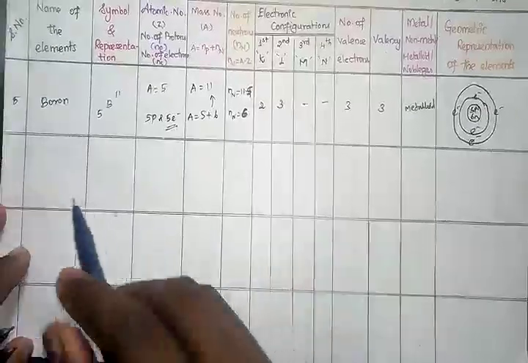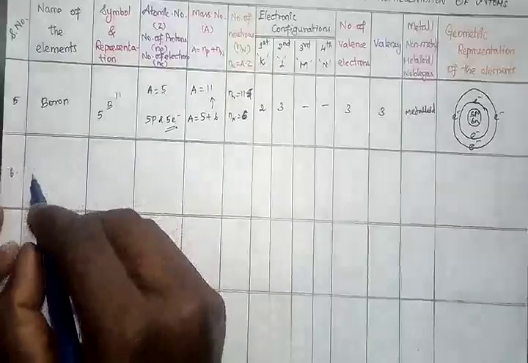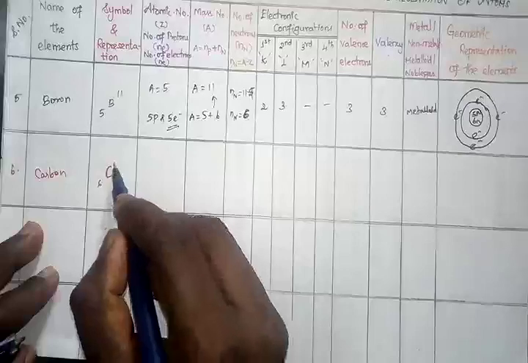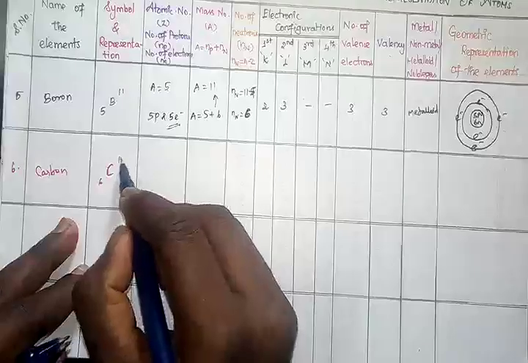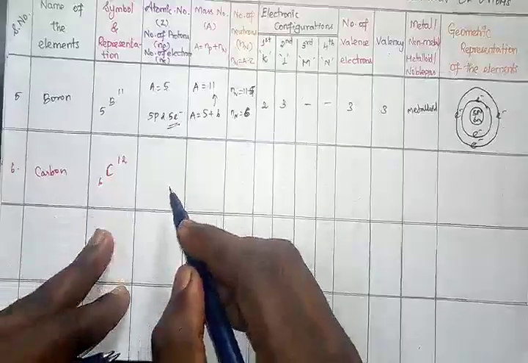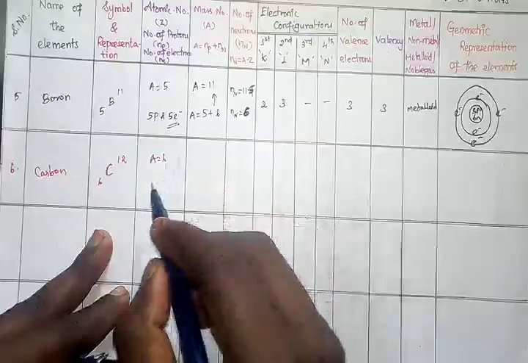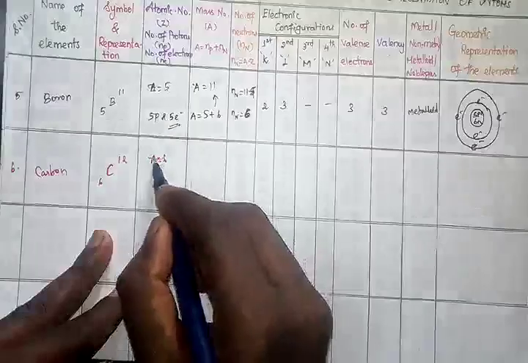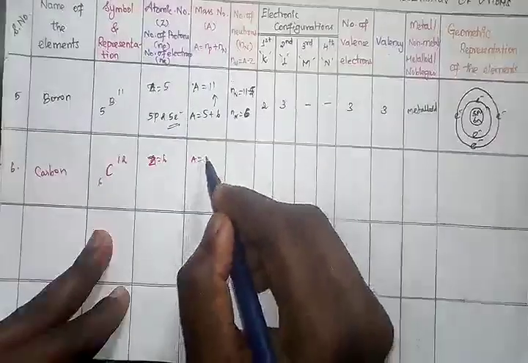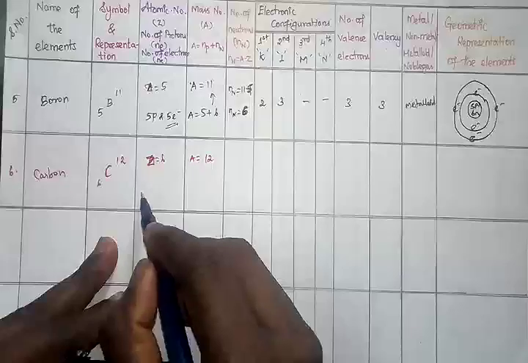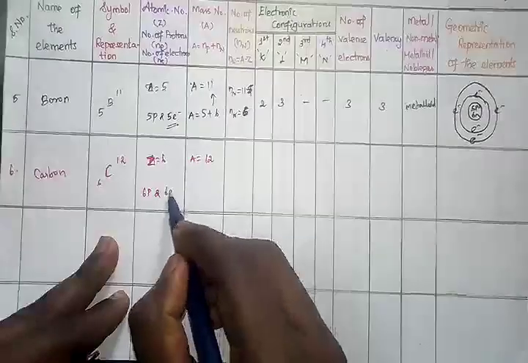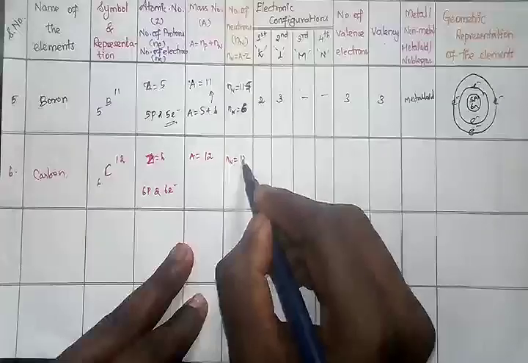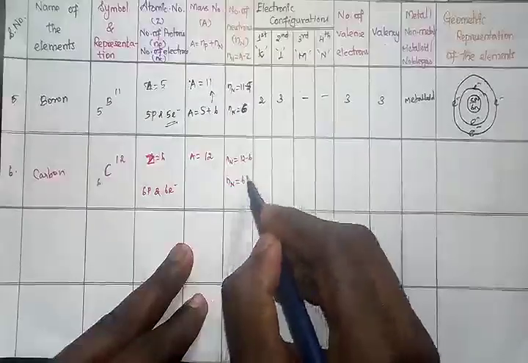Now come to the next element, which is a very important one, the sixth one, carbon. The symbol is 6C12. The atomic number Z is 6, and A is 12. It consists of 6 protons and 6 electrons. Now the number of neutrons, if you calculate 12 minus 6, is 6.